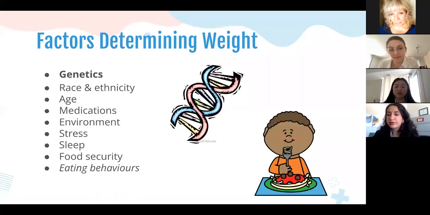So first off, I do want to outline some weight determining factors. Scientific evidence shows that people have little choice and control about their weight, due to the fact that there's a multitude of factors that really interplay. There's genetics, which is one of the biggest factors. There's race, ethnicity, age, medical conditions, and medications, environmental factors, sleep, food security, and the list really goes on. Eating behaviors can affect weight as well. However, it is important to remember that weight determinants are multidimensional, and diet on its own is not the only factor that determines your weight.